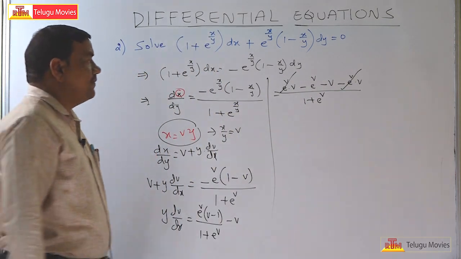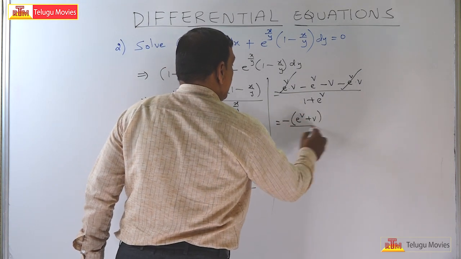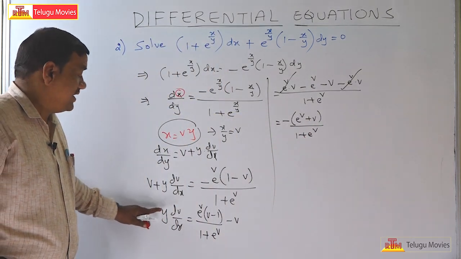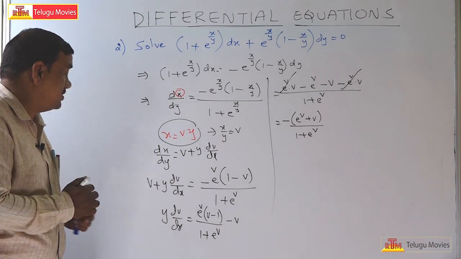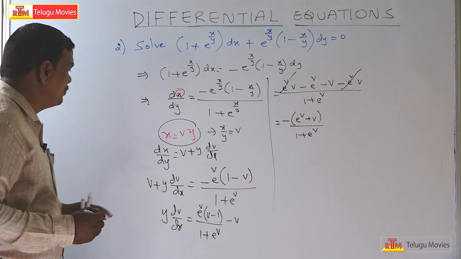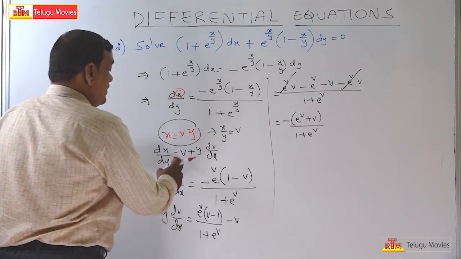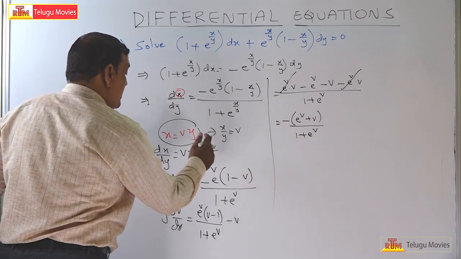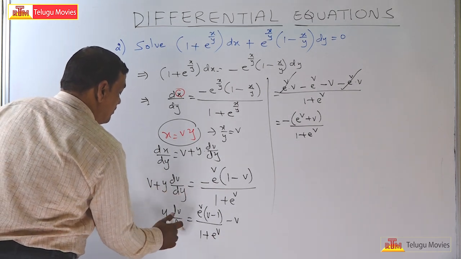Right, what remains here? So this is equal to minus e power v plus v by 1 plus e power v. So this is all equal to y times dy by dx. Take all y's to one side, so this is y into dv by dx. Here we should not get y here. So x is equal to v into y; the derivative is v plus y into dv by dy, you have to get dv by dy.